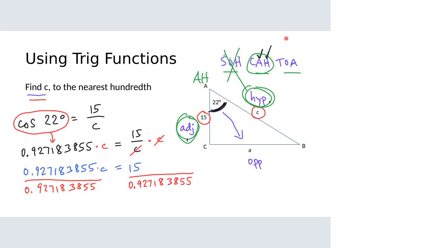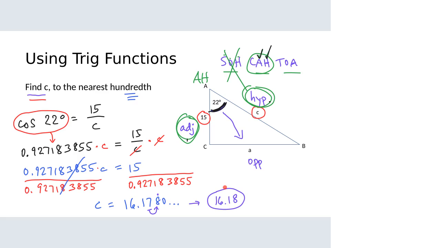When we do that division, on the left-hand side, those cancel, leaving just the c. On the right-hand side, 15 divided by that decimal gives us 16.1780, and it keeps going. But we were told to round to the nearest hundredth. We don't do any rounding till we get to the very end. Now we're at the very end, so we can round to the nearest hundredth. So find the hundredths place, look one space to the right. Since that number is 5 or bigger, we'll round this up to 16.18.